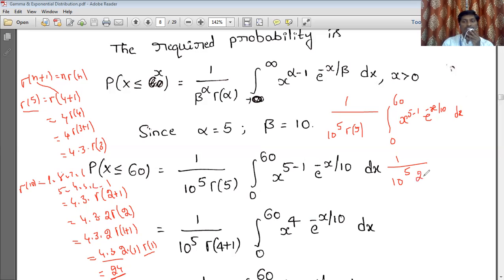So we can write 1 by 10 power 5 into 24, integral 0 to 60 of x power 4 and e power minus x by 10 dx. If you observe, here we have x power 4 and e power minus x by 10, a product of two functions, so we can apply the UV formula. We can choose u as x power 4 and v as e power minus x by 10, and directly apply the formula we discussed.